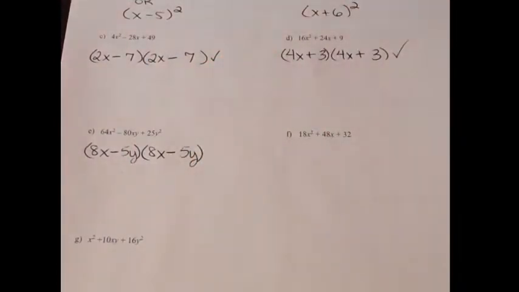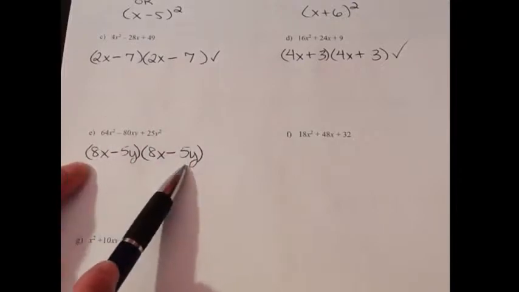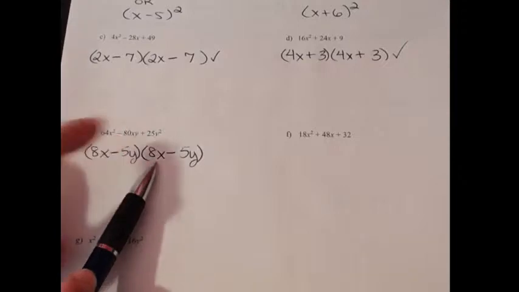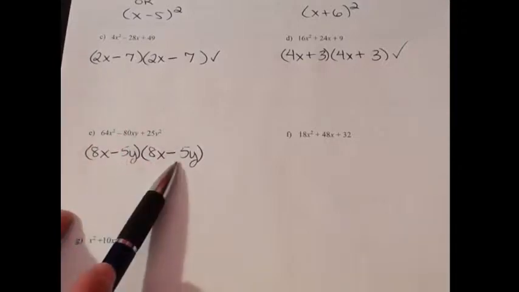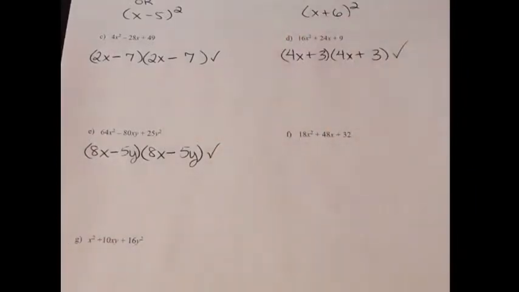Always check. You never just want to write it down and move on because you never know. Always double check. 64x squared minus 40xy minus 40xy, that gives us negative 80xy, plus 25y squared. Check. Beautiful. Take a look at part F.